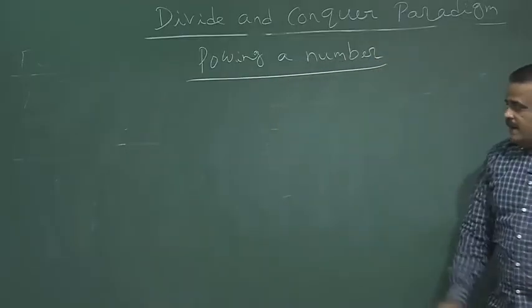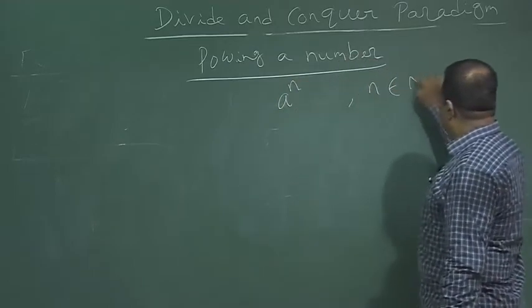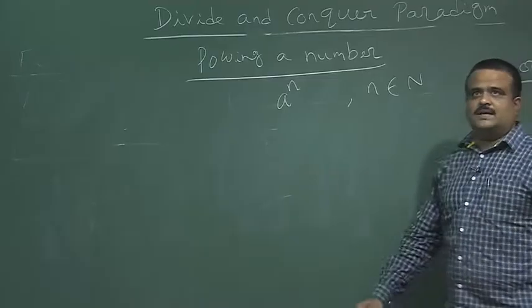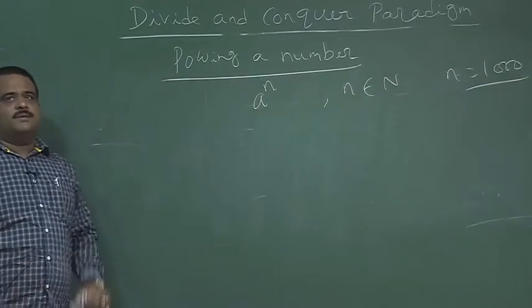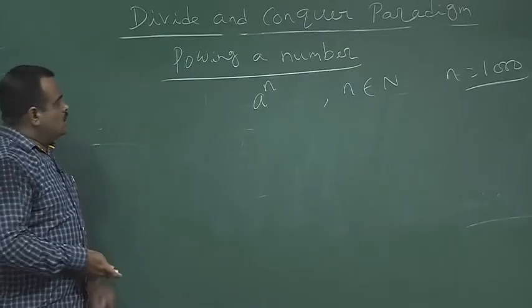Okay, so we want to find out a to the power n, where n is a natural number. Say n could be 1000, n could be 100, something like that. So, this is the problem: a and n are given, and we want to find a to the power n. So, how can we do that?